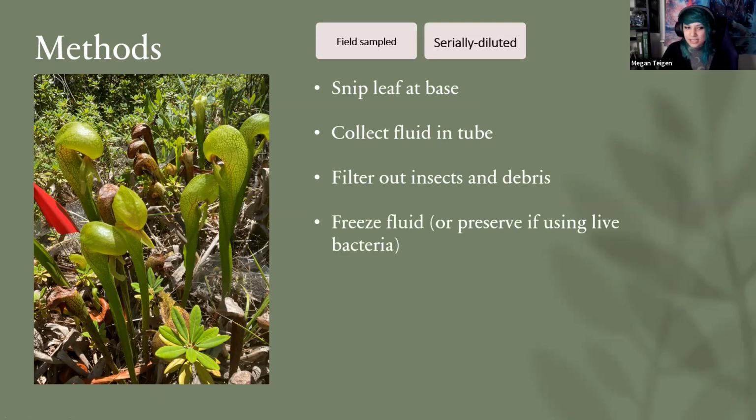We can then freeze that fluid, which I did for the field sample group, and then I will be sending those in for DNA identification. Or if we want to use the bacteria in the future, we can add a preservative and then freeze it, and that allows us to revive the bacteria later, which we did for the serially diluted and the cultured community.